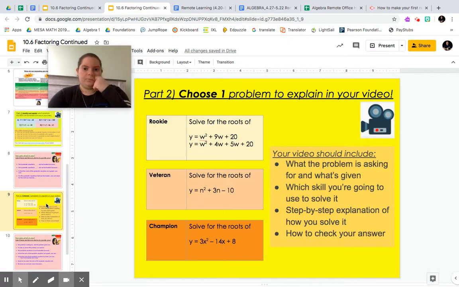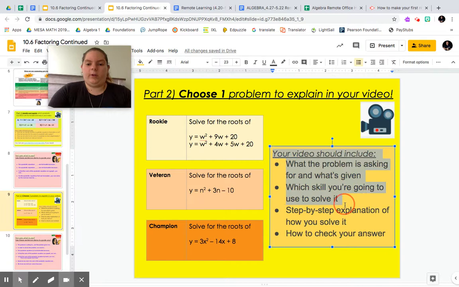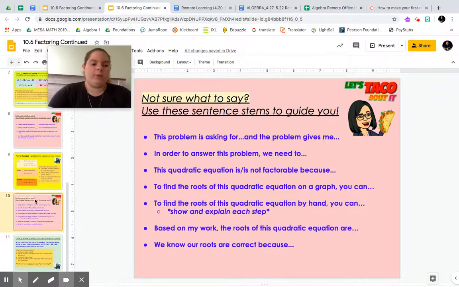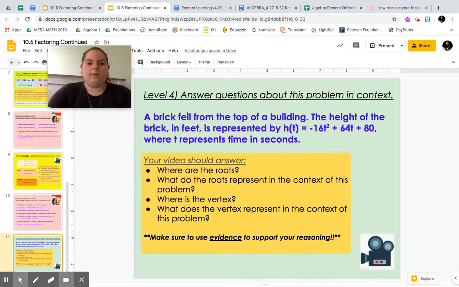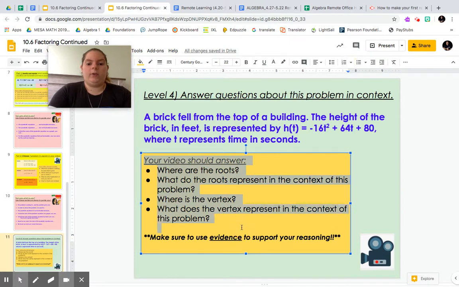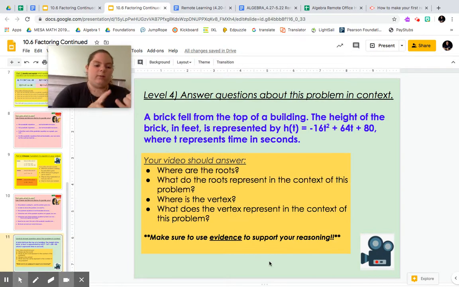Part 2, you're going to choose one of the problems below to explain in your video. And again, here are the guidelines that we are looking for. Pink slide coming up is some sentence starters to help you along. And then level 4, we're adding a little bit of context, giving you a little bit of story, and again, what we are looking for in your video. Make sure we are using evidence to support your reasoning, using numbers, using key vocabulary. These are all things that we will be grading you on.